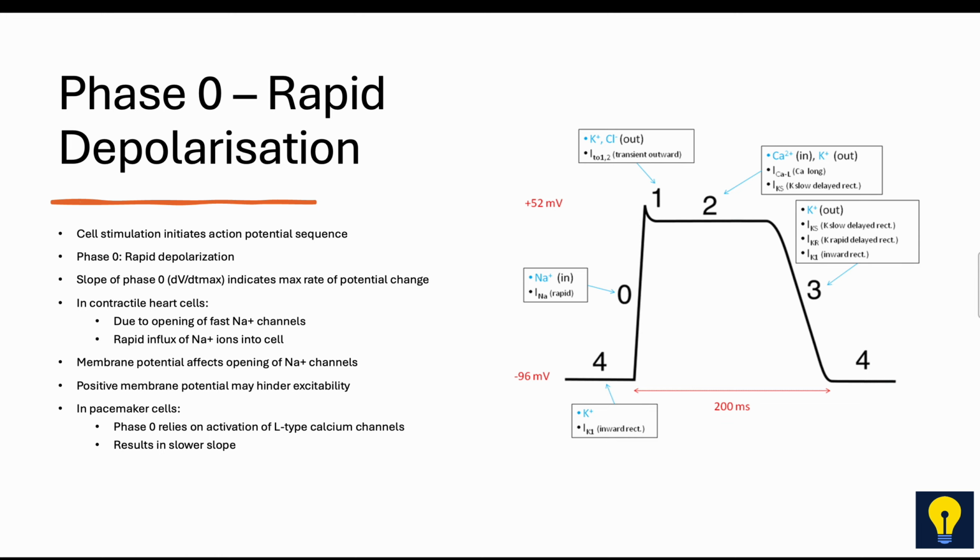If the resting membrane potential becomes too positive, the cell may not be excitable. Potentially, it delays the conduction through the heart and increases the risk of arrhythmias. In heart pacemaker cells, what's important in phase 0 is that it relies on the activation of L-type calcium channels instead of fast sodium channels, resulting in a slower slope.